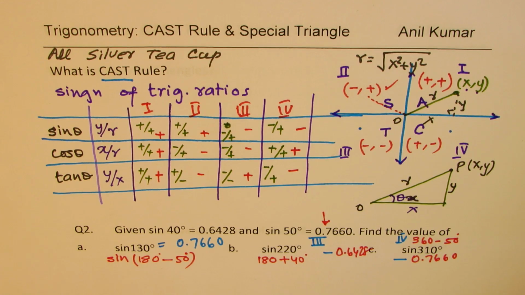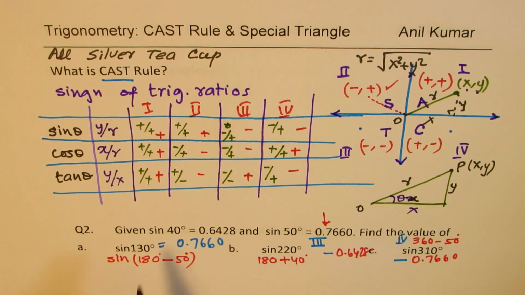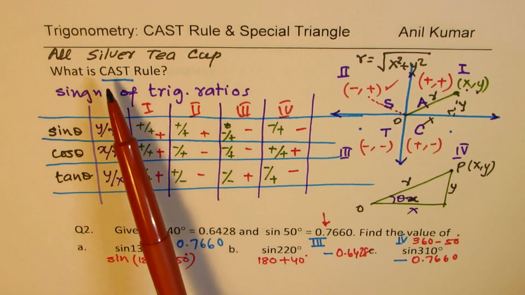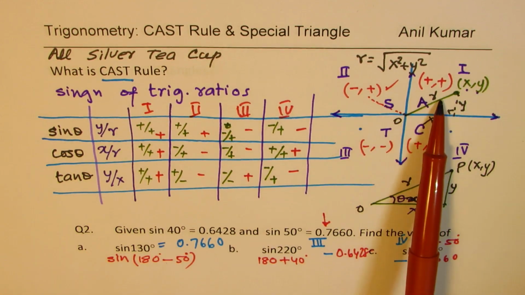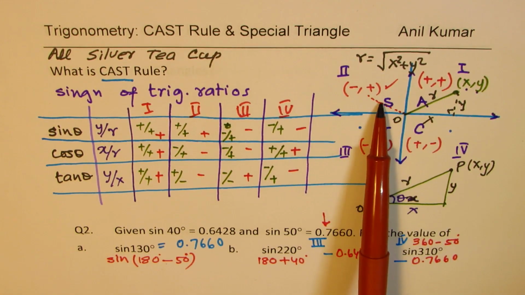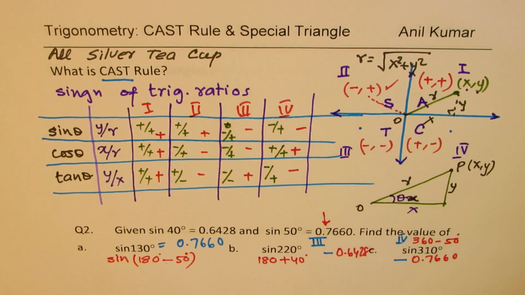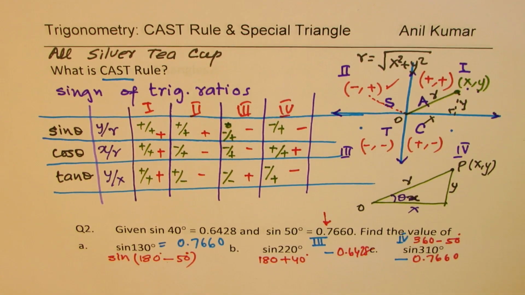Anyway, from the CAST rule, you could get the sine, right? So that is important. And from the next rule, which we'll learn soon, you'll get the value also. But I hope you understood what the CAST rule is. So in quadrant 1, all are positive. In 2, sine is positive. In 3, tan is positive. And cosine is positive in quadrant 4. Perfect. So with that, let's move on to the next concept.